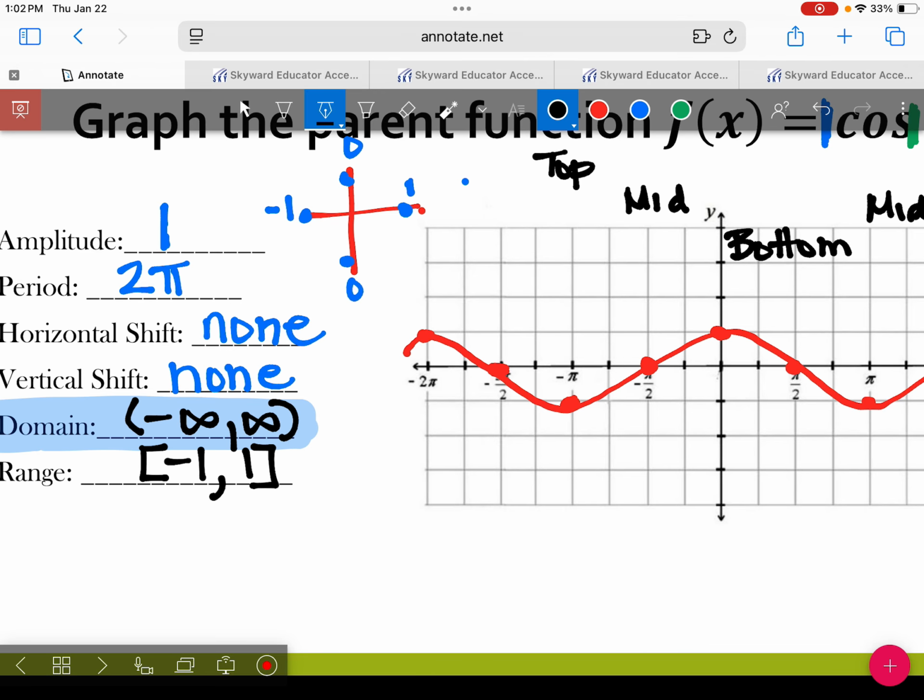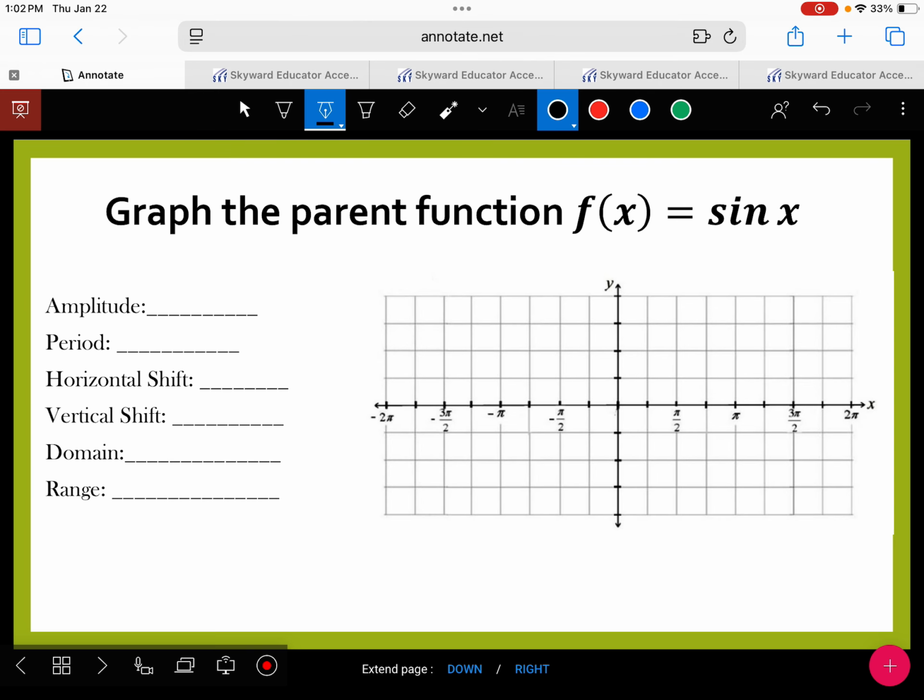Okay, so now let's talk about sine. Looking at your unit circle, the only thing different about sine is that sine doesn't start at the top. In my opinion, sine is the easier one to graph, okay? But what is the sine of 0 degrees? What's 0, right? Sine is y, right? Do you agree that sine is the y value? So what is the y value of 0 degrees? It's 0. So sine starts at 0.